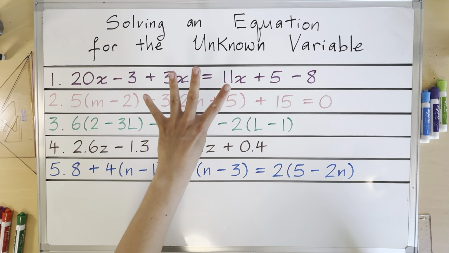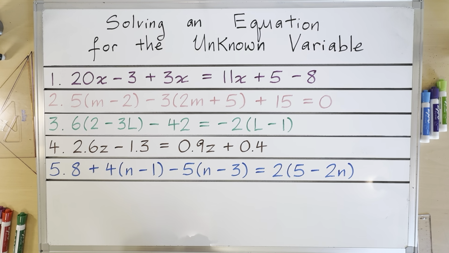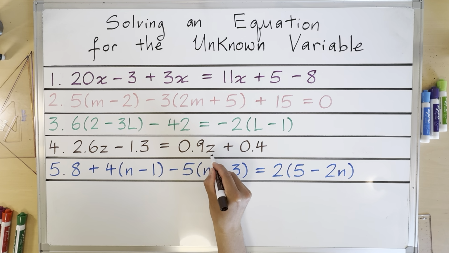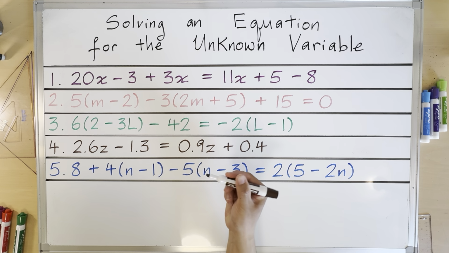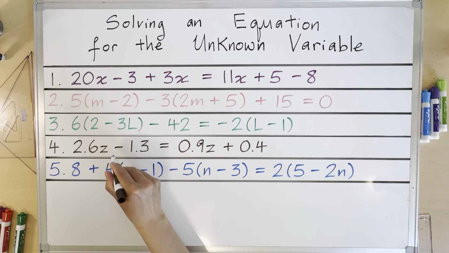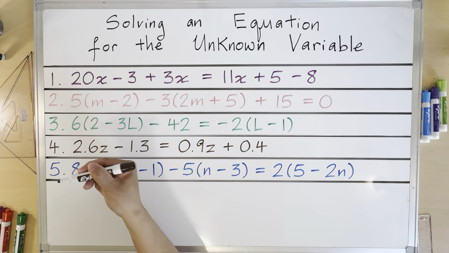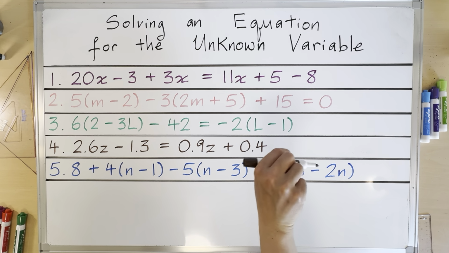Now let us solve the fourth problem. For problem number 4, we have 2.6z minus 1.3 is equal to 0.9z plus 0.4. So what we want to do is move the 0.9z from the right side of the equation to the left side of the equation, and negative 1.3 from the left side of the equation to the right side of the equation.